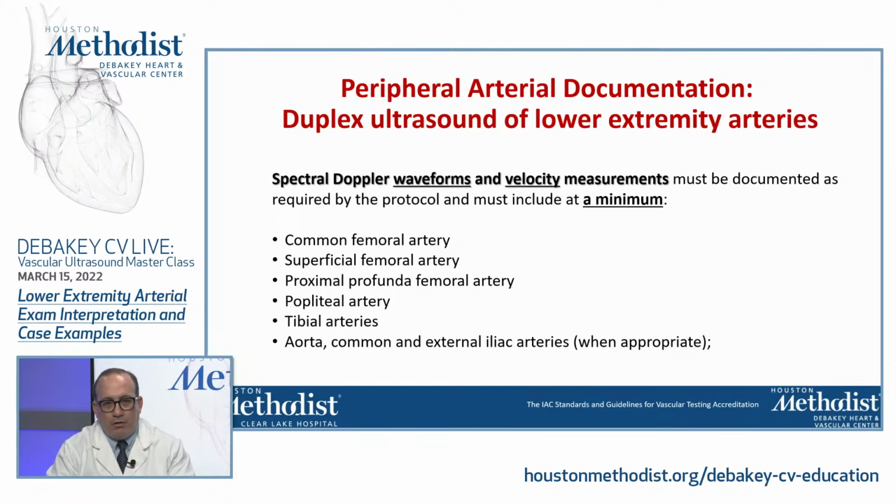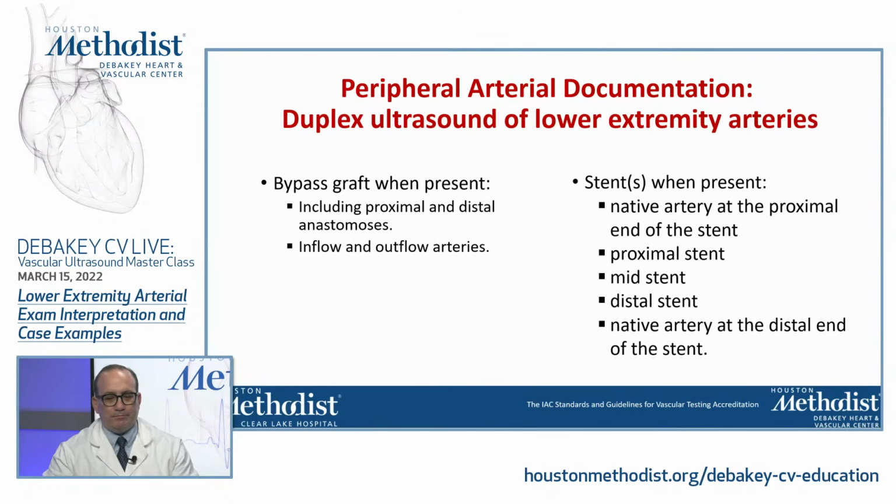Spectral Doppler waveforms are also important, and velocity measurements are also important. Just like looking at the image itself, at the vessel itself, we also need to document spectral Doppler waveforms and velocities in the common femoral, superficial femoral, profunda, popliteal artery, and tibial arteries. Again, the aorta and the external iliac arteries when appropriate. Sometimes the latter ones are designed to be looked at as a separate examination when indicated.